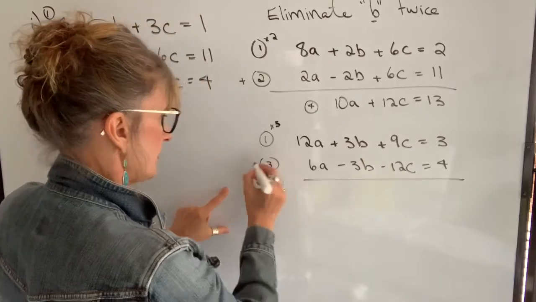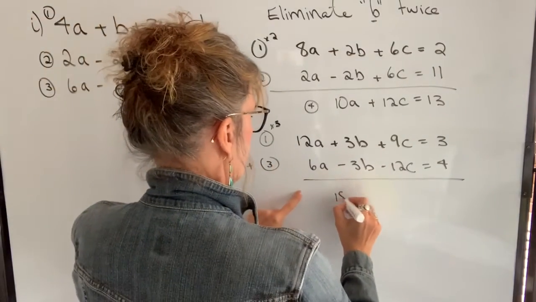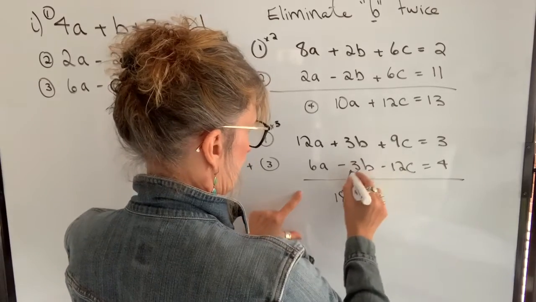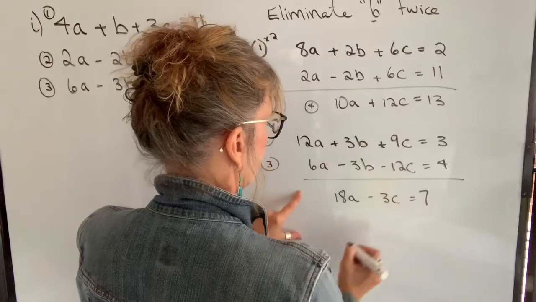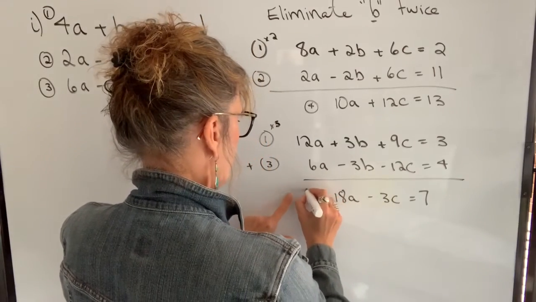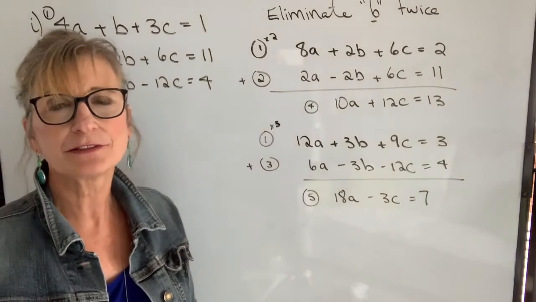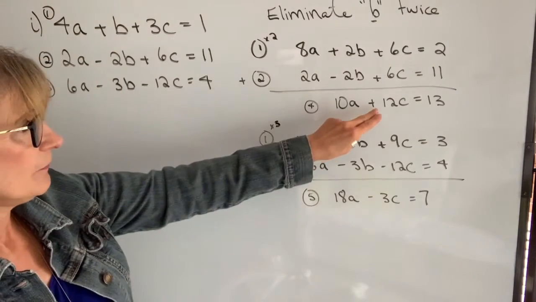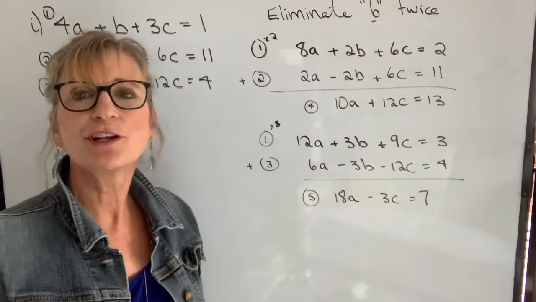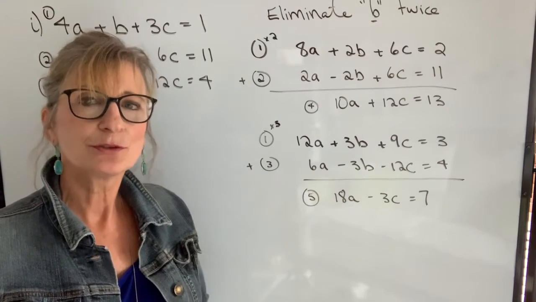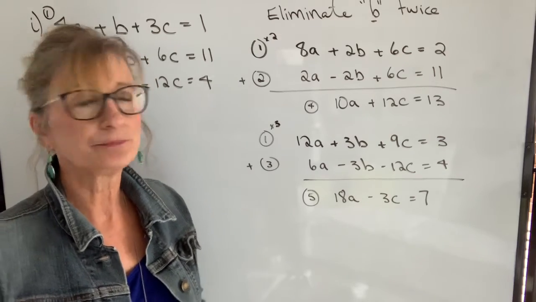Because these are opposite in sign, I can just add the two equations. So I will get 18A, I've eliminated my B term, minus 3C equals 7. So I have a new equation and I'm going to number it 5. But what I have here is two equations in two unknowns. We already know how to solve that. So I'm going to do that using my elimination method again.